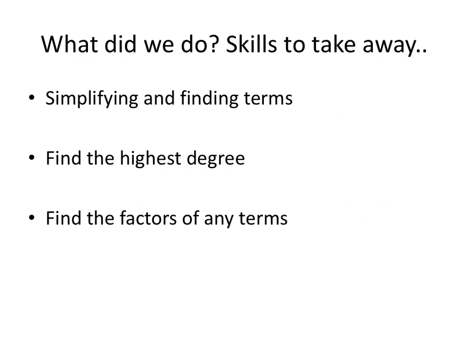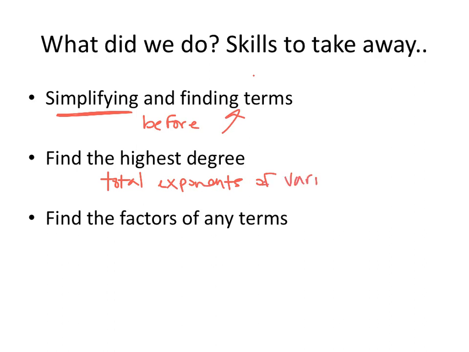And so basically what we did today, the things that we need to take away from this, is simplifying before finding the number of terms, and finding the highest degree. And remember, degree is the total exponents of variables in just a single term. The one thing we have to make sure we realize is that only the variables in one specific term count. We don't count across every single term.